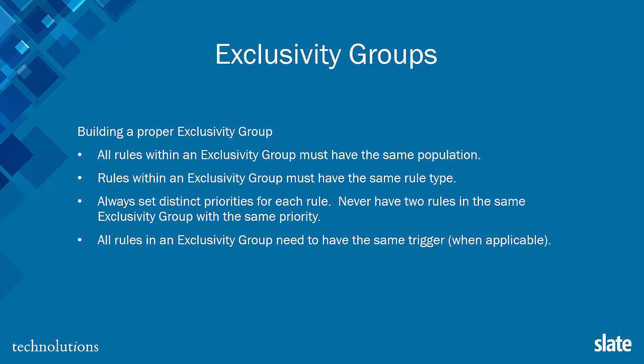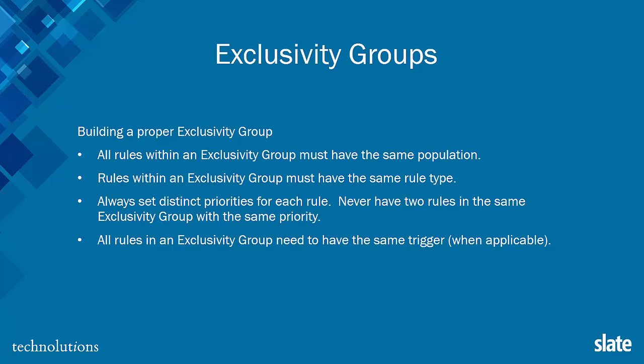You always want to set distinct priorities for each of your rules as well. The exclusivity group has a large priority list, so you can go from 1 to 1,000. The main thing there is that you want to make sure that every rule within your exclusivity group has its own unique priority.